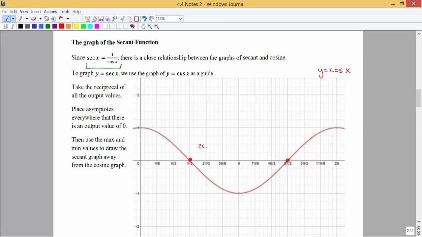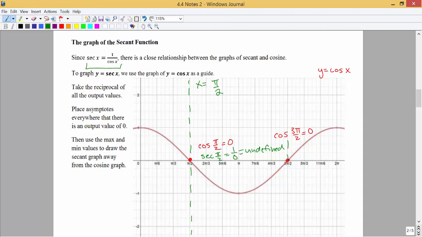So right here, cosine of pi over 2 is 0. Cosine of 3 pi over 2 is also 0. So at those 2 points, the secant of pi over 2 would be the reciprocal of that output, so that would be 1 over 0, which is undefined. So anywhere that cosine is 0, secant will be undefined. So we will have a vertical asymptote for secant at an x value of pi over 2.